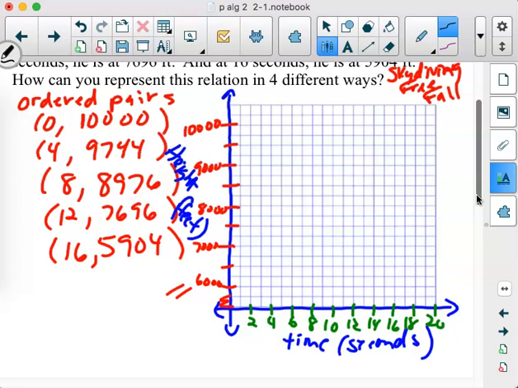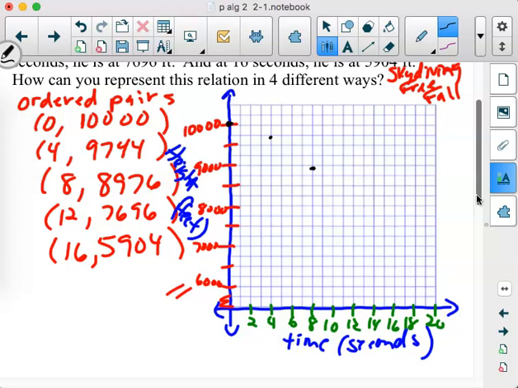So I need to graph 0 and 10,000 way up here, 4 and 9,744, which would be just short of 9,750, 8 and not quite 9,000, 12 and a little bit more than 7,500.